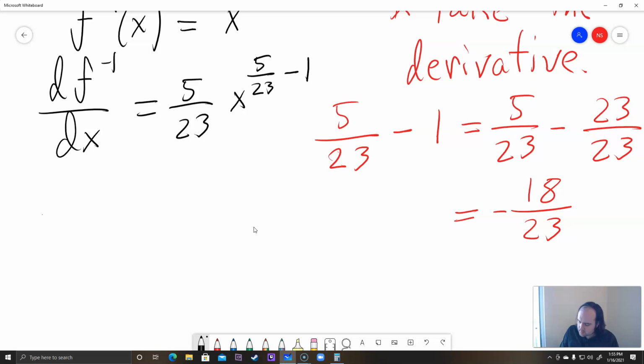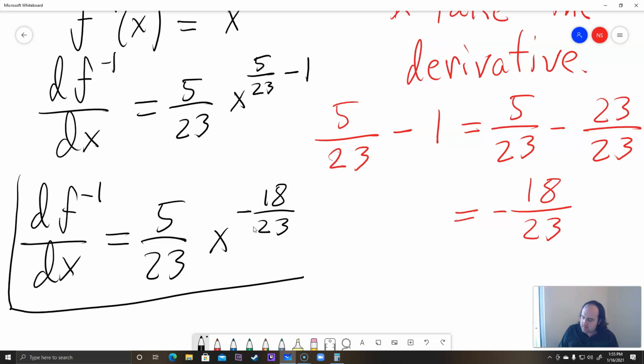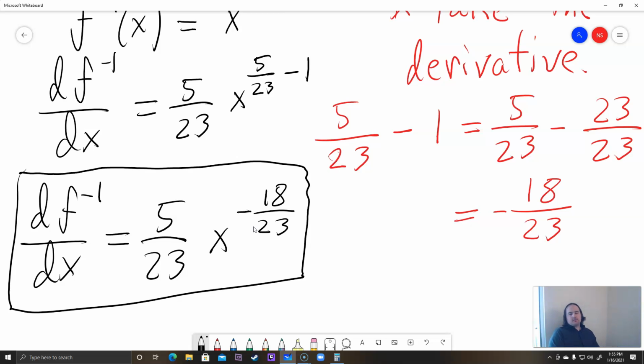All right, so what we've got here is df inverse dx equals 5 over 23 times x to the negative 18 over 23. The arithmetic and the algebra are a little bit obnoxious on this problem with all the fractions, but other than that, hopefully it's not too bad.